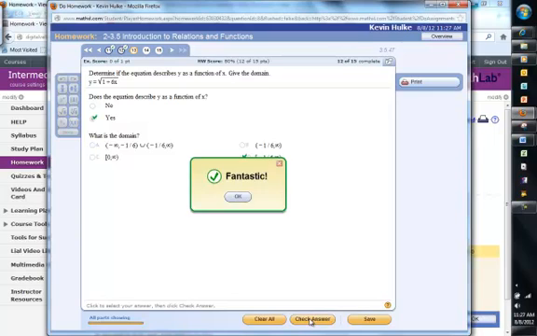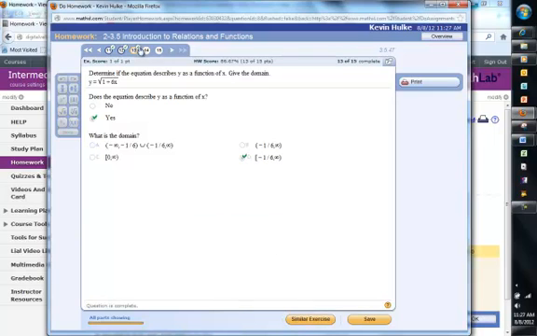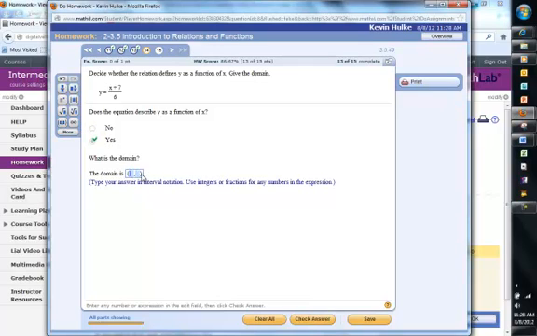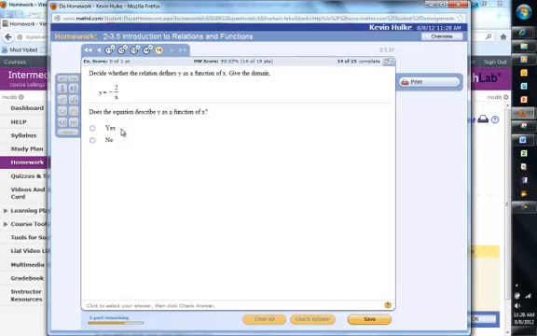All right. Number 14. Is this a function? Well, for each question, there is only one answer. All right, and the domain can be all real numbers. So we would say -infinity to infinity.